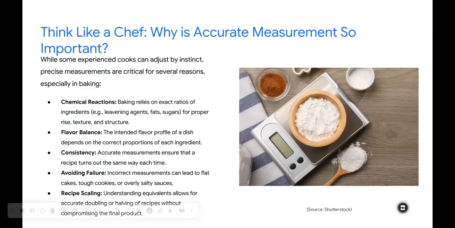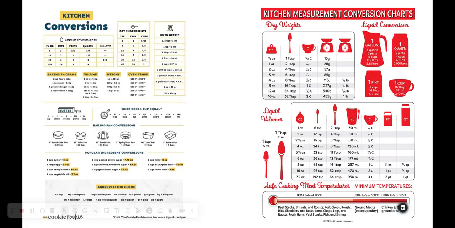Consistency, so accurate measurement ensures that a recipe turns out the same way each time. You want to avoid any type of failure, so incorrect measurement can lead to flat cakes, tough cookies, salty sauces, and then scaling. Understanding equivalents allows for accurate doubling, halving of recipes without compromising the final product. We always want our final products to look really nice, really uniform, so it's important to follow the recipe accurately.